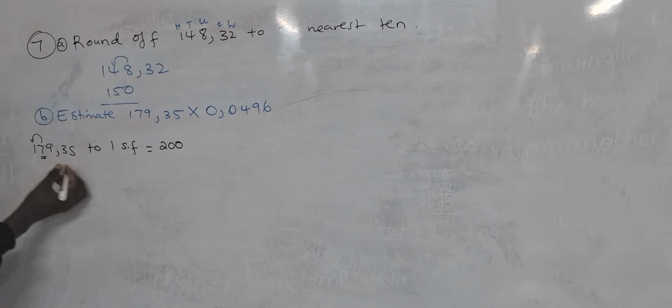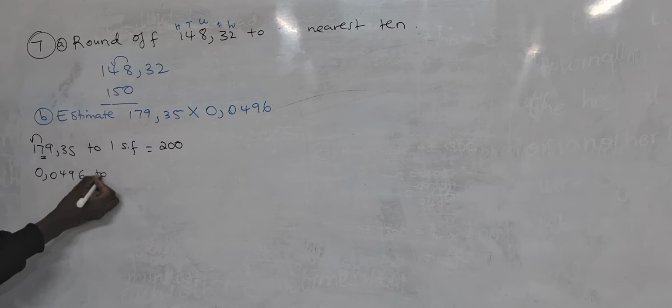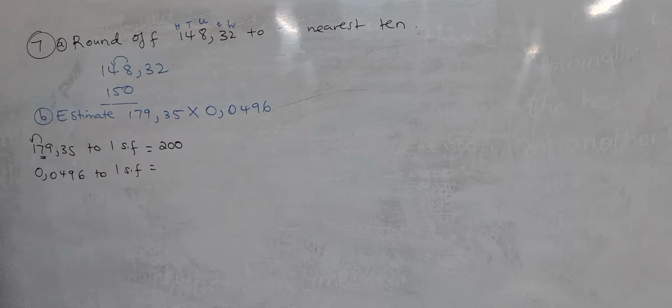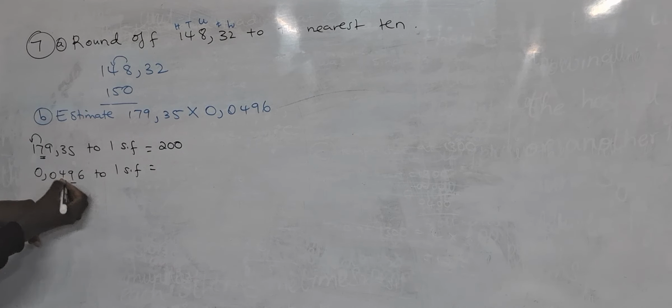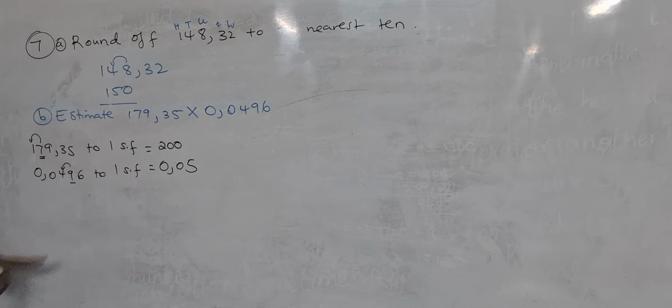Now let's express this. This is 0,0496 to one significant figure. You're supposed to express this value to one significant figure. If you want to express this number to one significant figure, you start counting from the non-zero digit. So you ignore these zeros and you start here. So this is 9. You check if this number is greater than or less than 5. This is greater than 5. If it is greater than 5, you add 1 here. So the answer is 0,05.